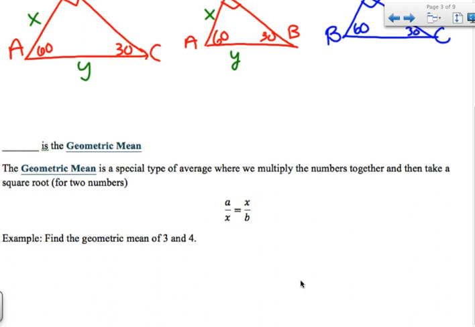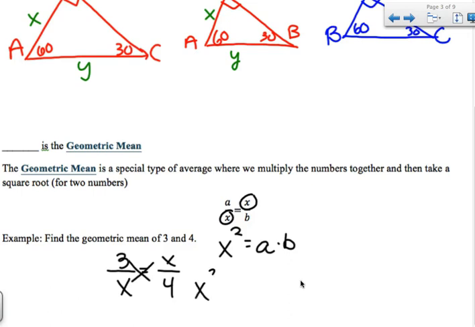So you're always going to have x, and they're always going to be diagonal. Okay, to get that, you're going to have x squared equals your a value times your b value. So if they say find the geometric mean, you are going to plug 3 and 4 into the a and the b value. So you could say 3 over x equals x over 4. And then you would multiply and get x squared equals 12. To get rid of the squared, you're going to square root both sides, and I would have x equals the square root of 12.